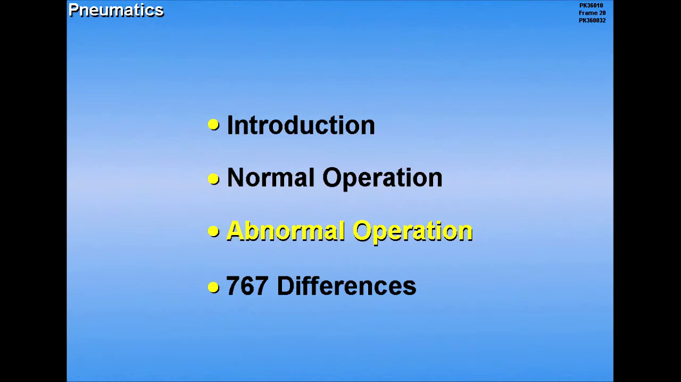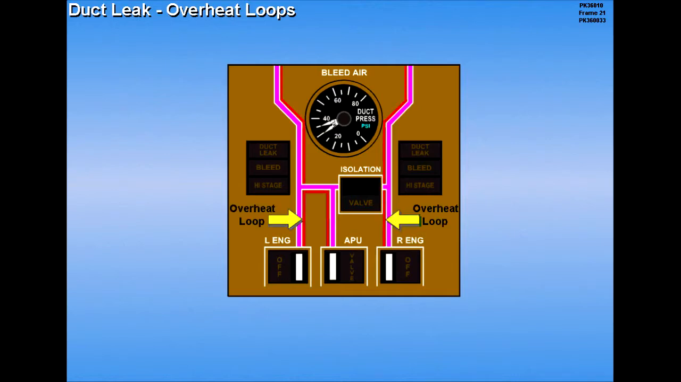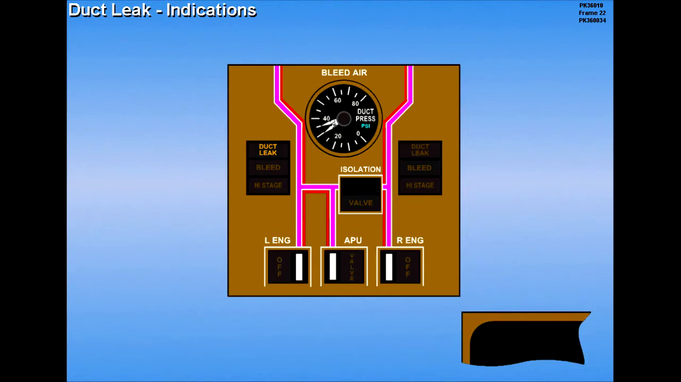Now let's discuss abnormal operation. Overheat loops provide bleed air leak detection along the left and right pneumatic ducts. The duct leak light illuminates, accompanied by the associated ICAS caution alert, when a duct leak is detected.